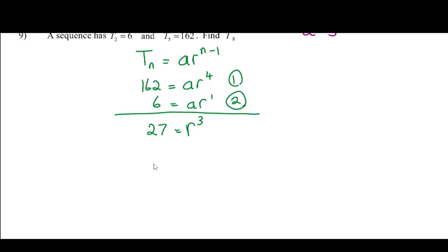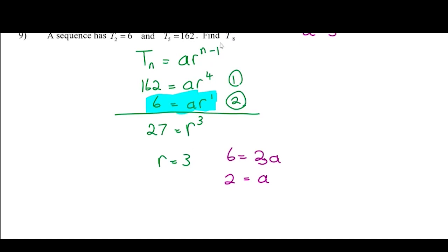Right, I'm now going to find the cube root of both sides. That's the same as raising to the power of 1/3. And I get r equals 3. Now I'm going to substitute that value of 3 into this equation over here. This is probably the easier one to use. So if r is 3, I end up with 6 equals 3a. So if I divide both sides by 3, a must be 2. I'm kind of home and dry, I've got a and I've got r.